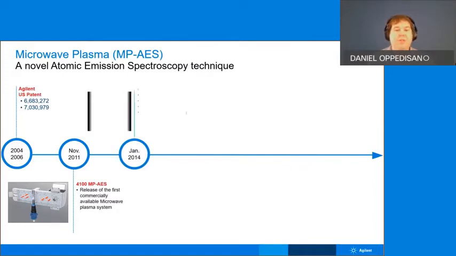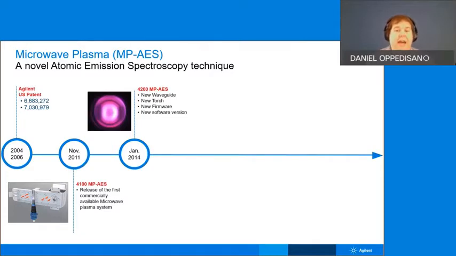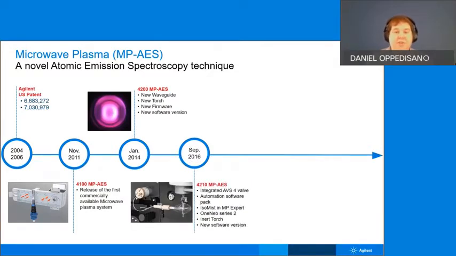In January of 2014, the second generation instrument, the 4200 MPAES, was released, featuring new innovations, including a new waveguide and torch and new firmware and software. In September 2016, the latest version was released, the 4210 MPAES, which could now be fitted with a number of new accessories, including the integrated AVS4 valve and the ICP-MS temperature controlled spray chamber. There were also new consumables released, the 1NEB Series 2 and the Inert Torch.